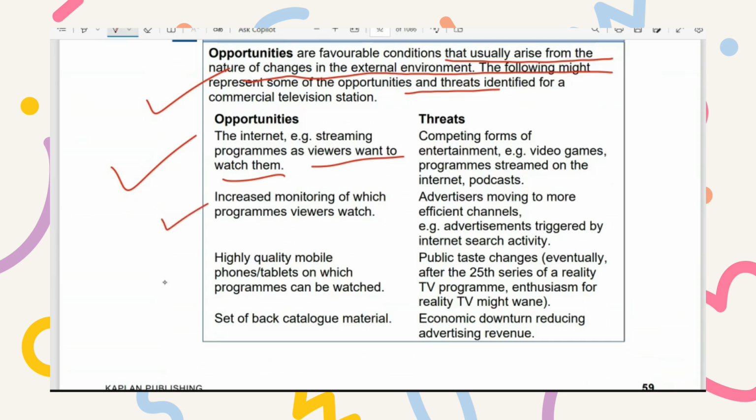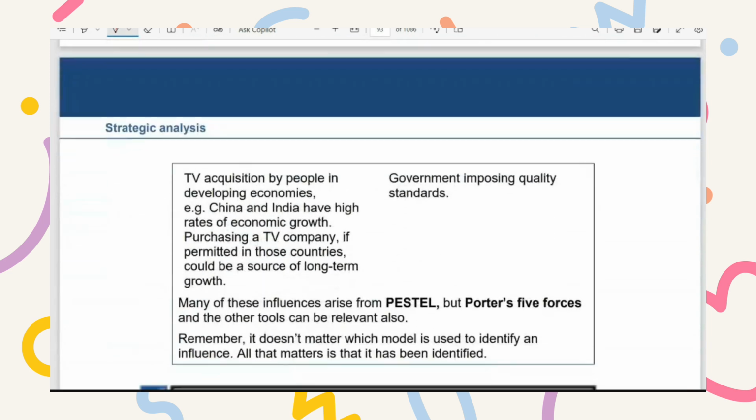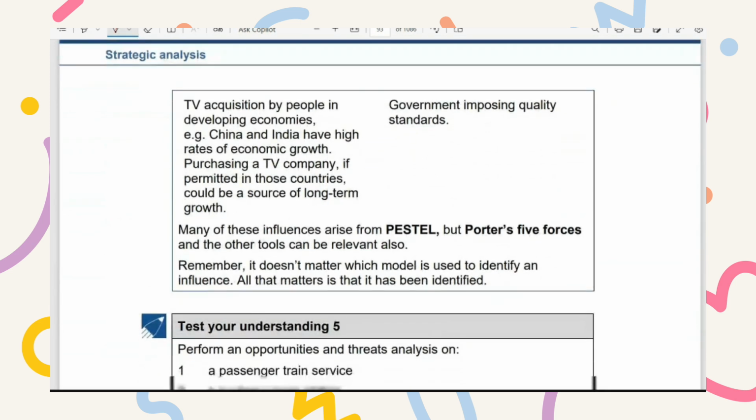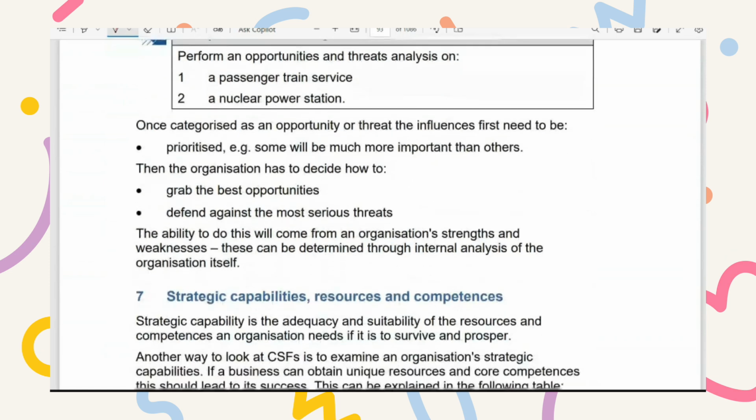Opportunity: the internet is threatening streaming programming, as viewers want to watch them. Increased monitoring. High-quality mobile phones and tablets, on which threats arise. Competing firms, like advertising, are moving to more efficient channels. Public taste changes. Every facility is available on mobile. So there are other examples.